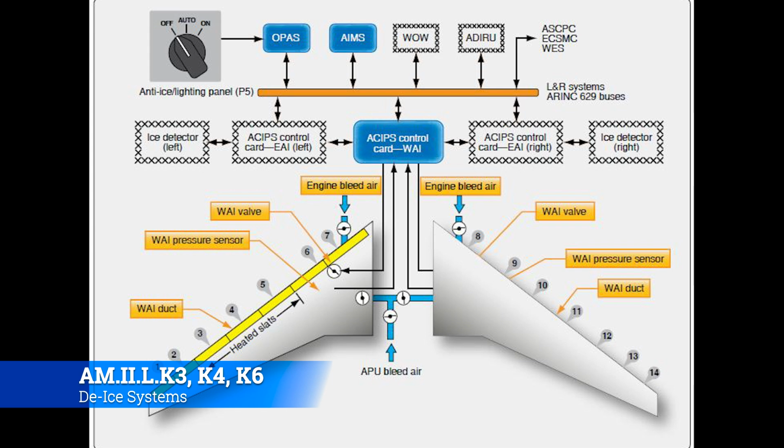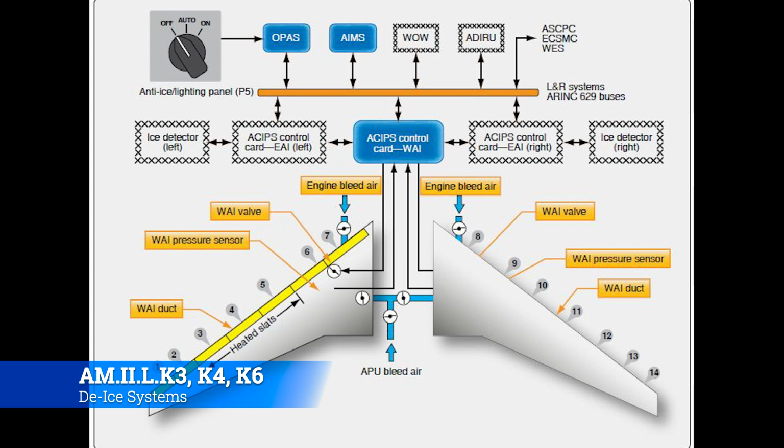So essentially, what ASIPS is going to do is take data from all of these other black boxes, or your LRUs, and analyze it and then make a decision to turn the bleed air on or bleed air off by way of these valves and pressure sensors up and down the wing.